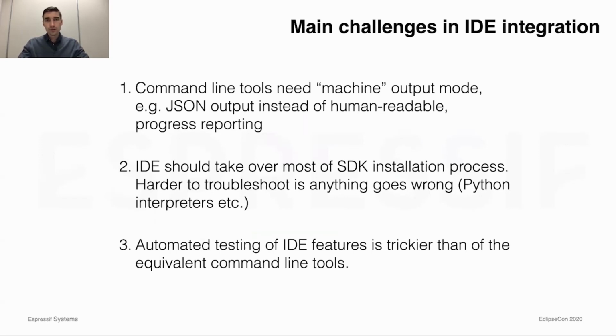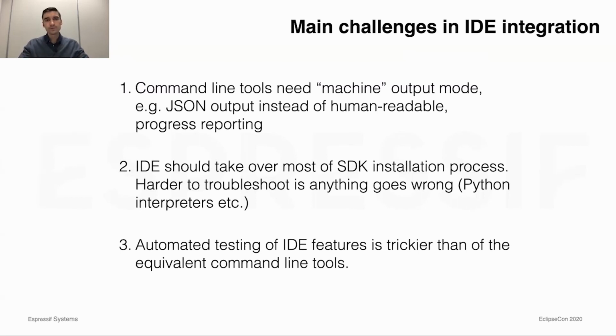I'd like to finish my part of the talk by mentioning a few challenges we met when adapting the CLI tooling to the IDE. The first is that the command line tools had to be augmented with a machine output mode, for example, to produce JSON output instead of a human-readable list or table. This is especially tricky if the tool is running some lengthy operation, because progress reporting needs to be implemented. And the other case is propagating errors from the CLI to the user, so that these errors can be found in the IDE perspective.